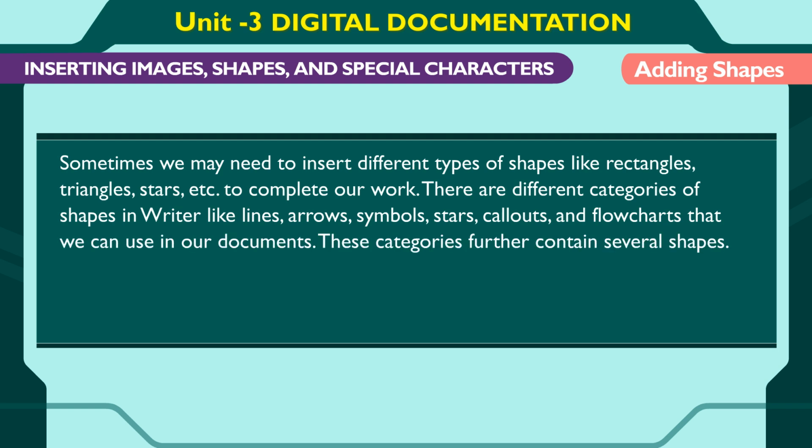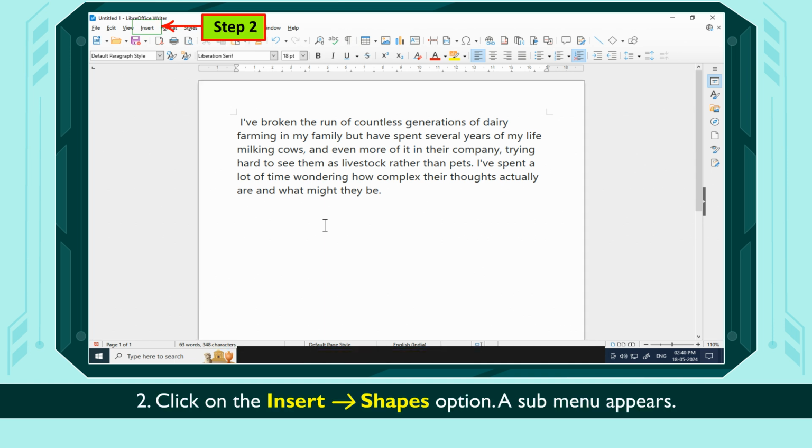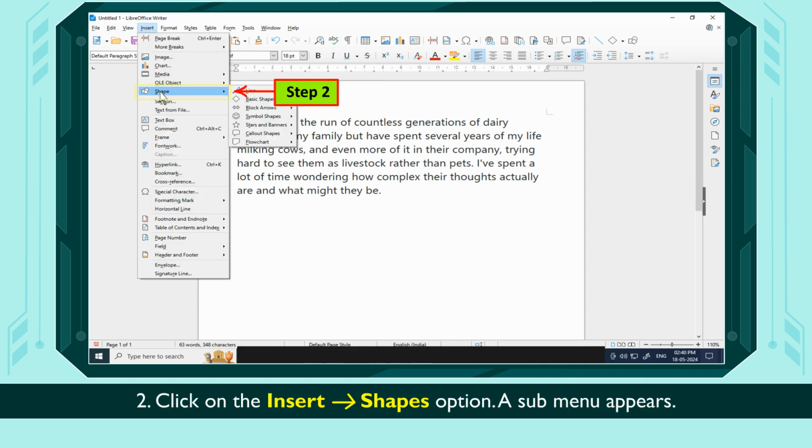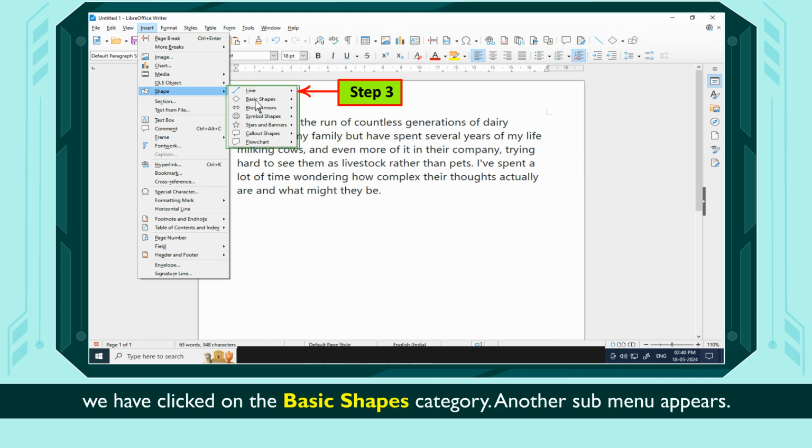Adding shapes. Sometimes we may need to insert different types of shapes like rectangles, triangles, stars, etc. to complete our work. There are different categories of shapes in Writer like lines, arrows, symbols, stars, callouts, and flowcharts that we can use in our documents. These categories further contain several shapes. Follow the given steps to add shapes to a document.